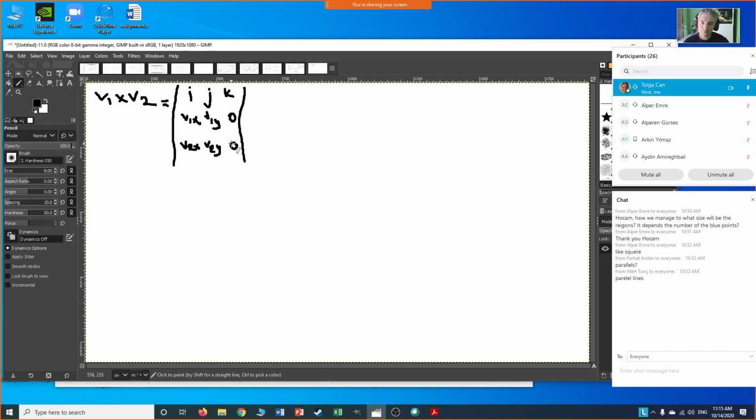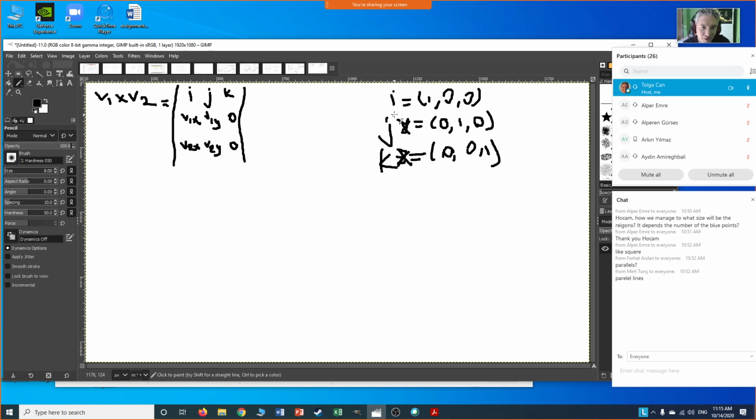v2x, v2y and 0. So basically what I do is I write the unit vectors in the x-axis direction, y-axis direction, and z-axis direction. In other words, i is simply 1, 0, 0. j is simply 0, 1, 0. And k is simply 0, 0, 1. So i, j, k are these unit vectors, and these are scalars, as you can see.